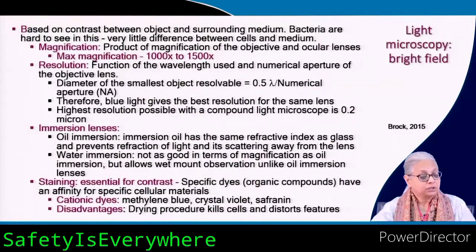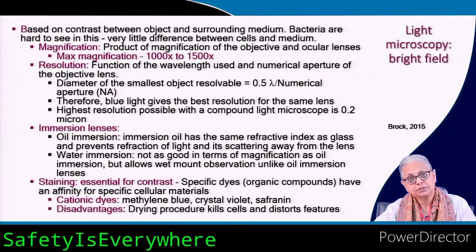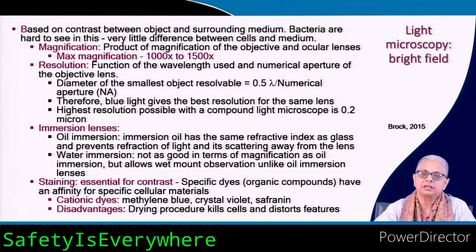So let's take a look at some more points about light microscopy, especially bright field microscopy. Now, in our case, like I said, we're going to be focusing more or less on bacteria, but that doesn't mean other organisms don't exist. They definitely do. Now, we have an object and its surrounding media. And like I said, unlike algal cells, which have pigments in them and are much easier to see under a bright field microscope, bacteria generally don't have pigments.